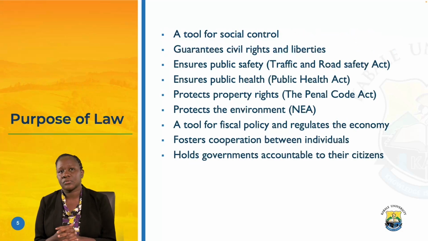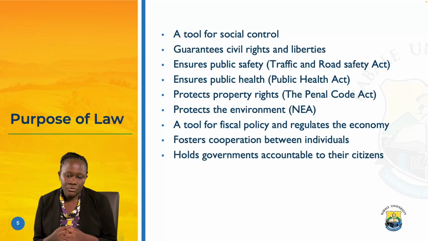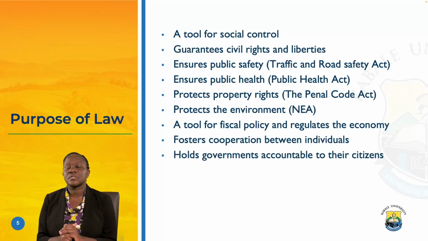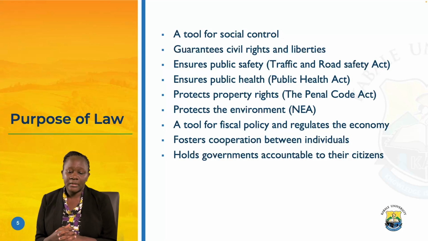So what then is the purpose of law? The purpose of law is basically that it's used as a tool for social control, and in most cases to prevent or control errant behavior. It guarantees civil rights and liberties. Every individual has rights, and in Uganda they are guaranteed under Chapter 4 of the Constitution of the Republic of Uganda. So law is in place to ensure that citizens enjoy those rights. It ensures public safety. For example, we have traffic laws like the Traffic and Road Safety Act. Law ensures public health, among others. We have the Public Health Act.